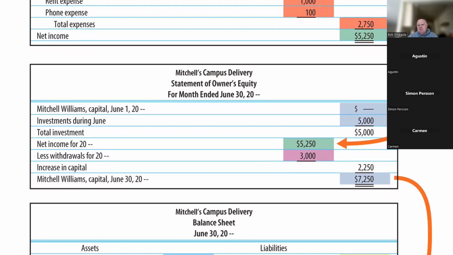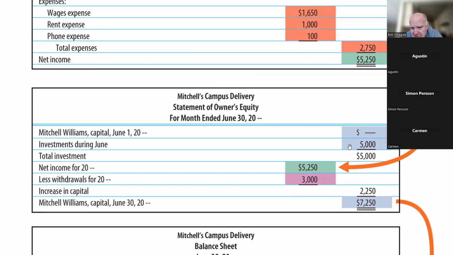So this guy had a good month, huh? He had about $5,000 in profit on sales of 8,000. He got a return of about 62% on his money. That's pretty darn good, wouldn't you say? And in so doing, he increased the value of the business on paper anyway from 5,000 to 7,250. Okay. Statement of owner's equity: beginning plus income minus drawing equals ending. Okay.